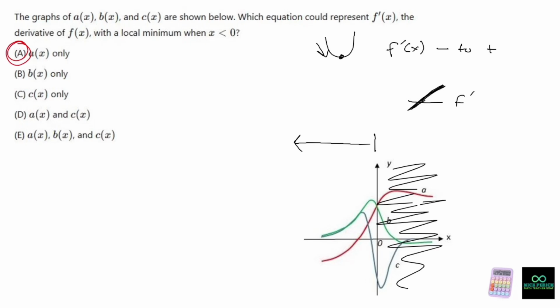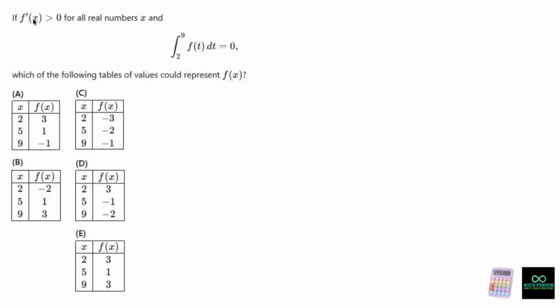No calculator needed. If the derivative of f of x is positive for all real numbers x, and the integral between 2 and 9 of f of t dt is 0, which of the following tables of values could represent f of x? All right, so we're looking at two things here. The derivative is positive, which means it's strictly increasing. A positive derivative means a positive slope throughout. So I need my values to always increase, which means the decreasing one is not an option.